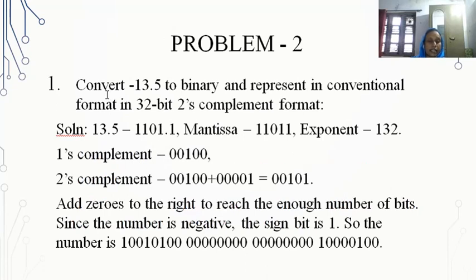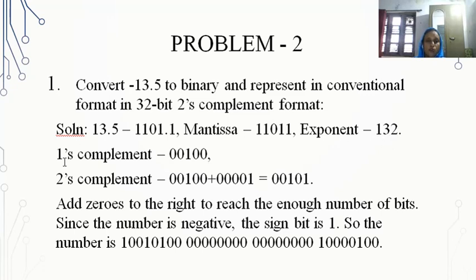So here is an example, minus 13.5. We already found that 13.5 can be written as 1101.1. In this case, the mantissa part is 11011 and the exponent part is 2 raised to 4. So the true exponent is 4, plus 128, so the biased exponent is 132.